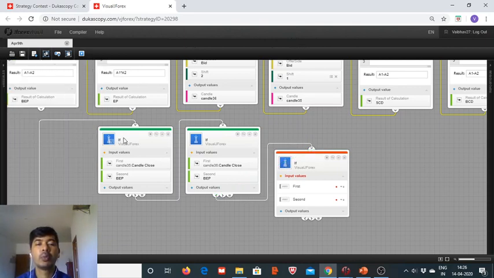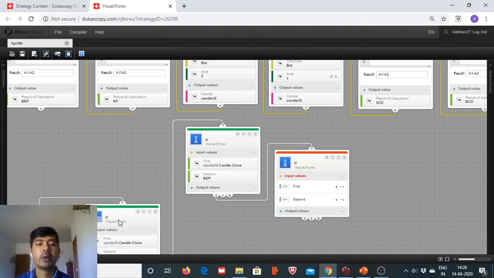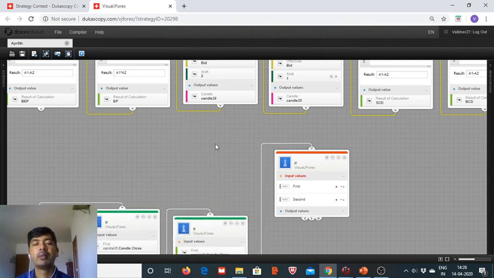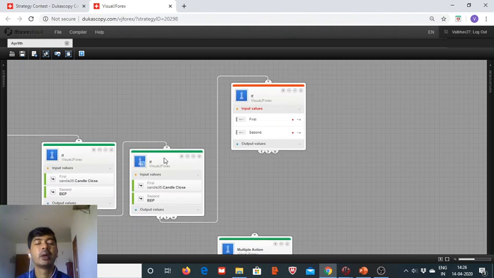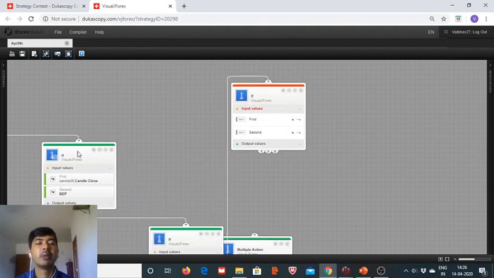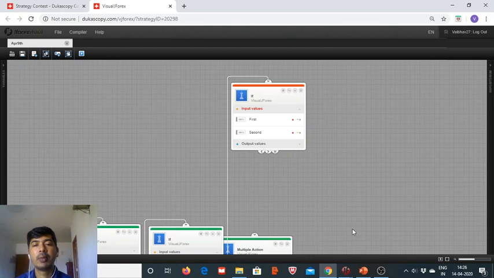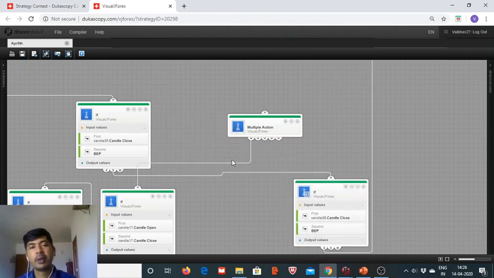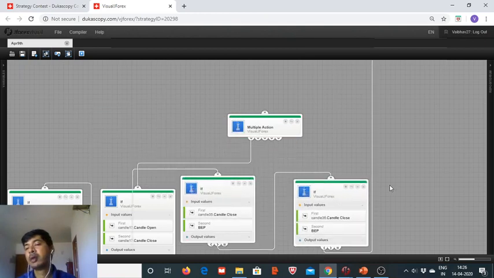So to a very large extent we are done with the buy side. Just a little bit of optimization remains, for which we will be getting back together tomorrow. So let me place this.